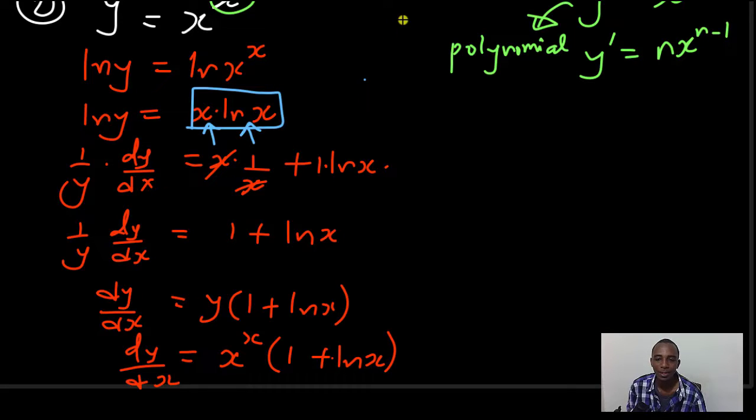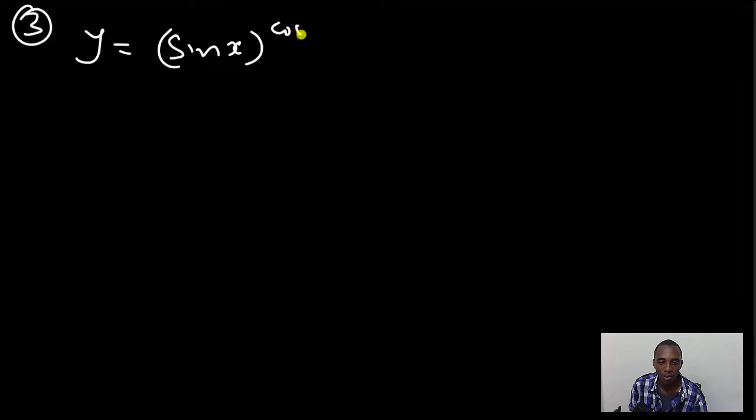Alright, let's proceed. We have a lot more problems to go. So problem number 3. For number 3, let's take y equals sine of x to the power cosine of x. So if you look at this problem here, still the power here is a function of x. So we cannot simply do this as an ordinary polynomial or the way we usually work with trig functions.